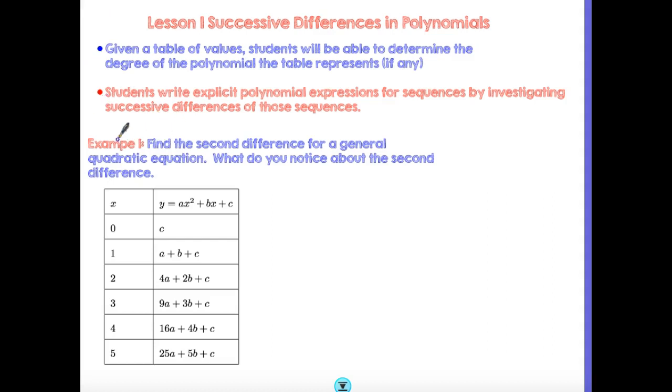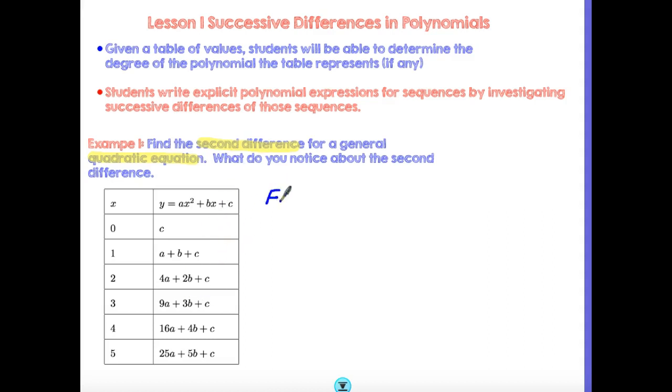In example 1, it says find the second difference for a general quadratic equation. I'm assuming that if you're watching this video, you've already learned successive differences, or how to take them. So that's not what this video is about. We've already discussed that, and if you haven't seen it, check out the earlier video. So we're going to find the second difference.